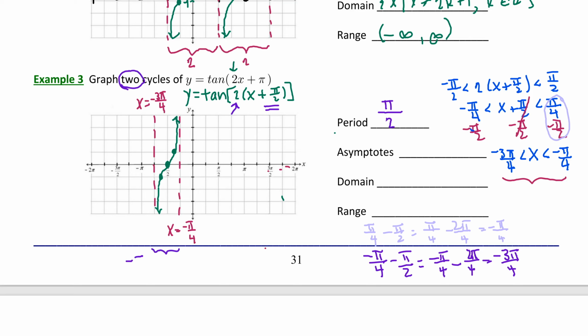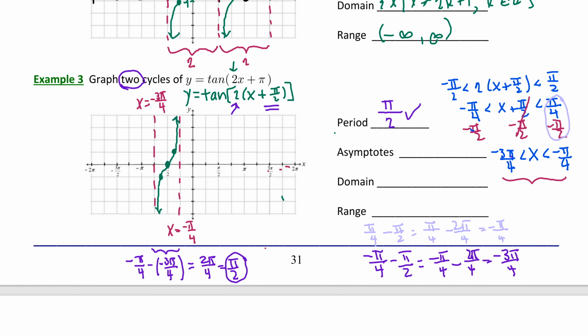Notice if I calculated the distance between these two asymptotes by finding their difference, I'd have negative pi over 4 minus negative 3 pi over 4. That's the same thing as negative pi over 4 plus 3 pi over 4. That gives me 2 pi over 4, which reduces to pi over 2. That should not be a surprise because remember the period of our function is pi over 2. So the distance between two asymptotes is equal to the period, pi over 2.